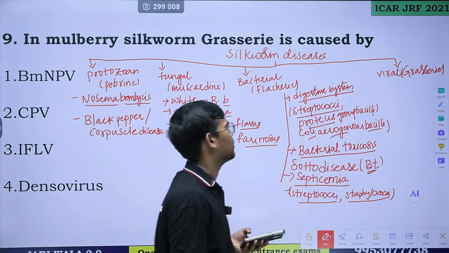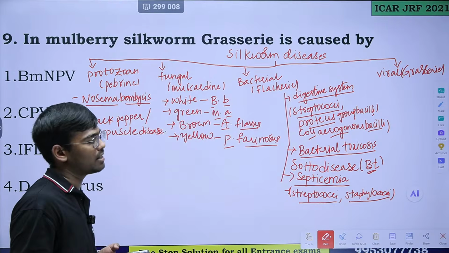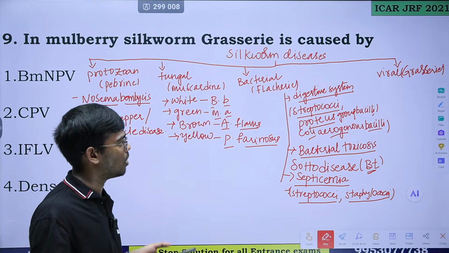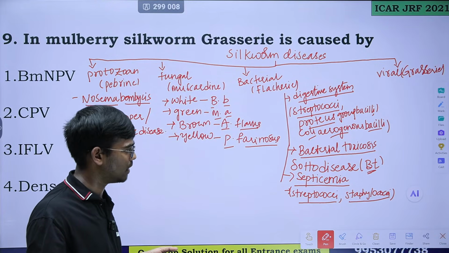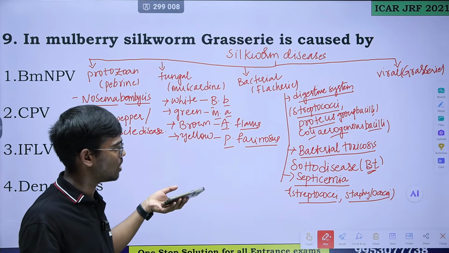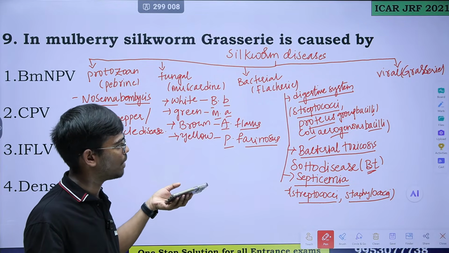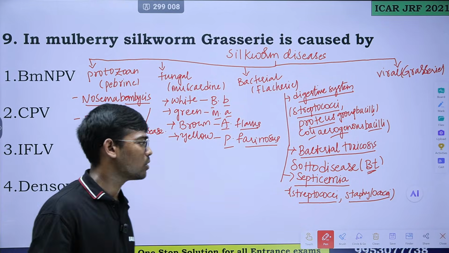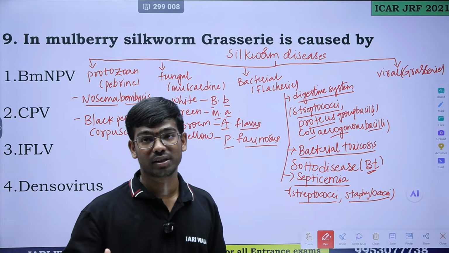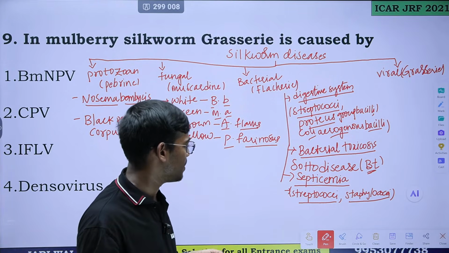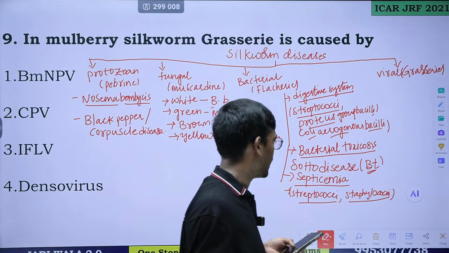Streptococci and staphylococci. That bacterial disease is called flacherie, and within it the bacterial disease affecting the digestive system, then bacterial toxicosis and septicemia. For the digestive system, we have the causal organisms streptococci, Proteus group bacilli, and Cholaerogenous bacilli. Bacterial toxicosis is specifically called Sotto disease, caused by BT. Then septicemia has streptococci and staphylococci.